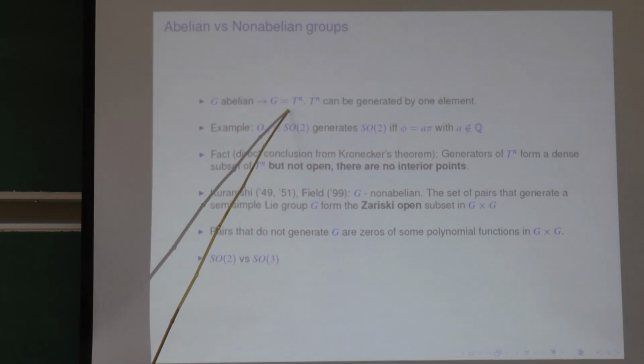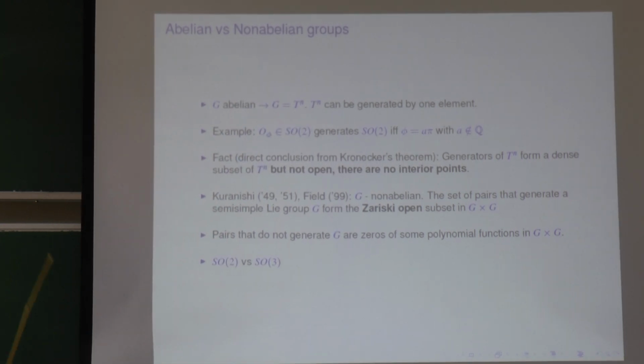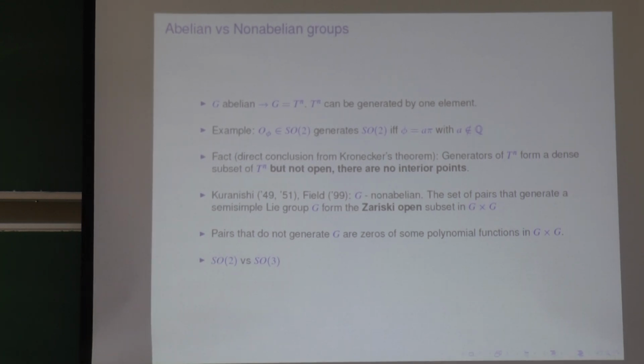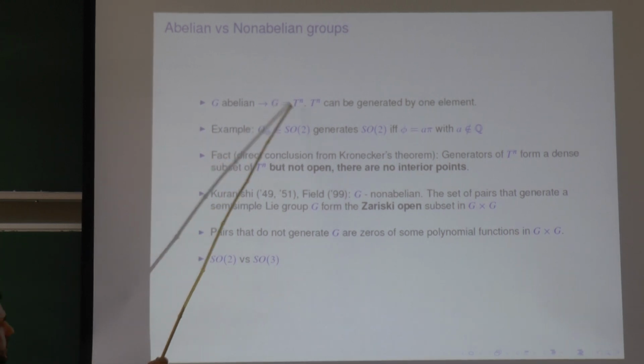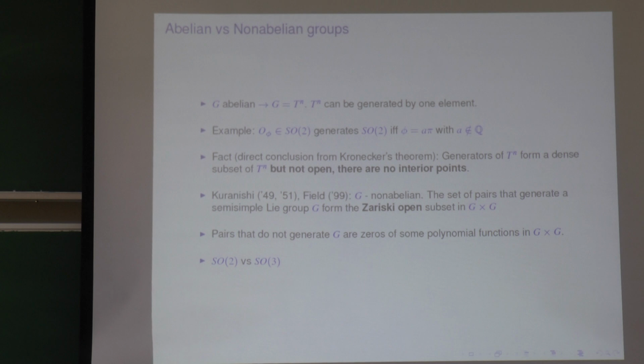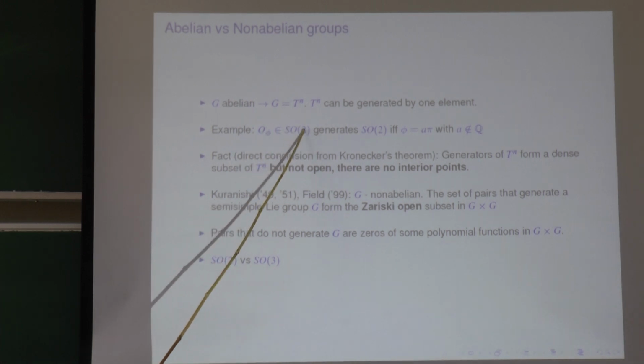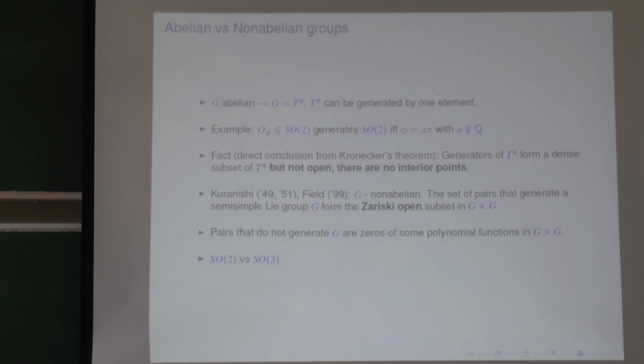Good. So we have a group. So now I will compare generation of abelian and non-abelian groups. If I have a compact abelian group, then it's a torus, an n-dimensional torus. There are no other groups which are compact, connected, and abelian. So, for example, SO(2) is a torus.